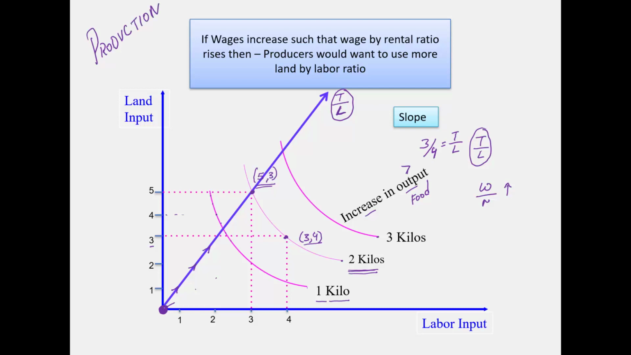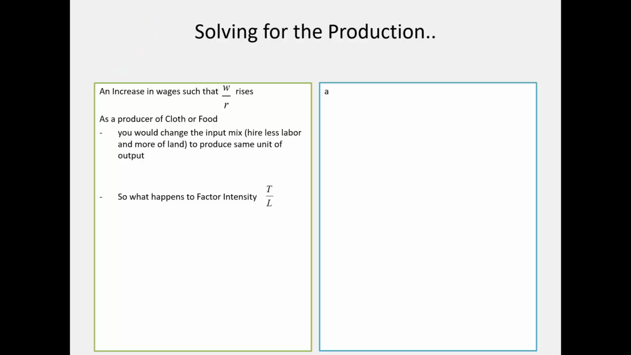Now, with this production process for both sectors, this would be true for the food sector as well as the cloth sector. In order to solve this problem, we are going to think about two relationships. We want to know how, when wage by rental ratios change, the two sectors would change the land by labor ratio that they use to produce the good. So we want to do this both for the cloth sector as well as for the food sector.